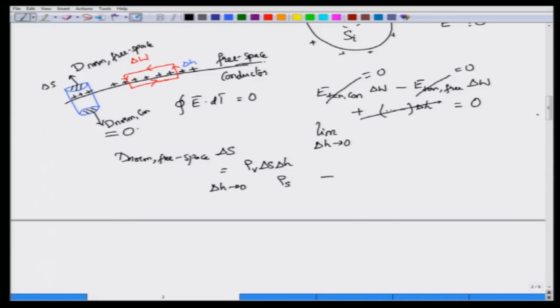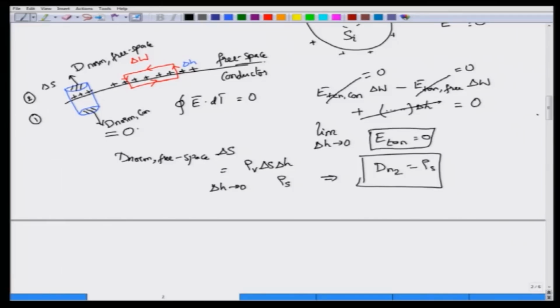This implies that the normal component in the free space, and since this is the only component available because the normal component inside the conductor is 0, I can dispense with all these free space ideas and say D N2, where 2 stands for free space and 1 stands for conductor. So, D N2 will be equal to rho S. This is the relationship for the normal component of the D field, and the tangential component of the D field is simply 0. So, E tangential is equal to 0.